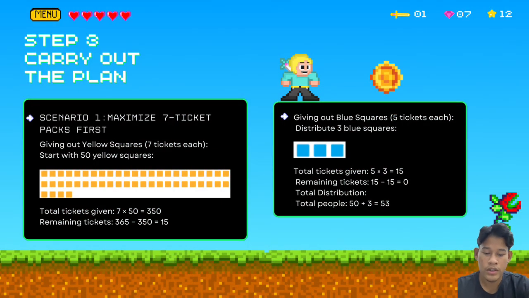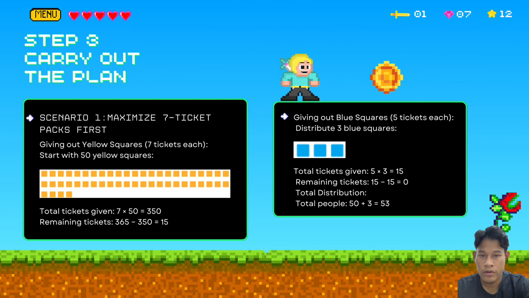So we move to step 3, carrying out the plan. For this part, we divide it into 3 scenarios. So then we move to the first scenario, which is we maximize 7 ticket packs first. So for the first step, we start with 50 yellow squares, which is we maximize the 7 ticket.